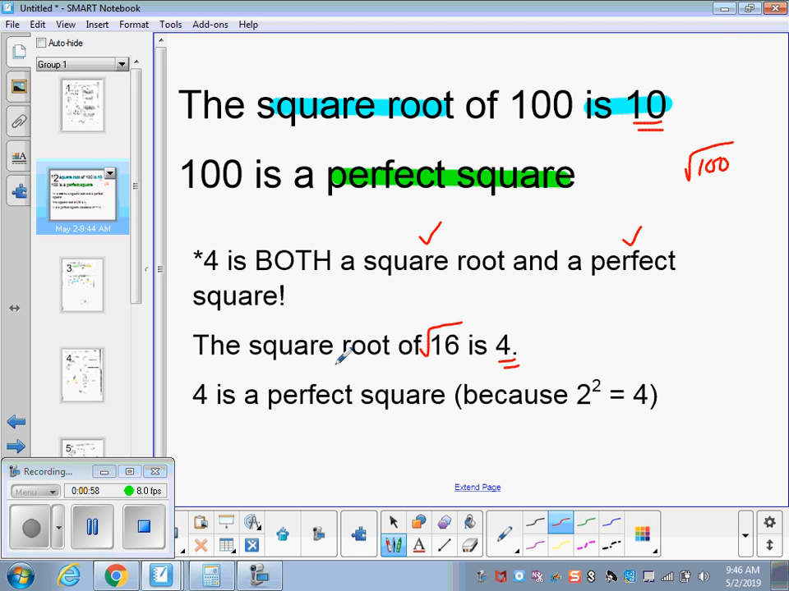I could also come up with a few other examples. So if I take the square root of 256, the square root of 256 is 16. So 16 is also a square root, and 16 is a perfect square because if you do 4 times itself, you'll get the 16. So there are a few examples of numbers that are considered both. But up here, I wanted to go through the fact that the 100 is the perfect square, and the square root of the 100 is the 10.